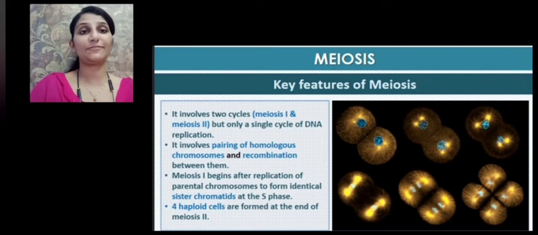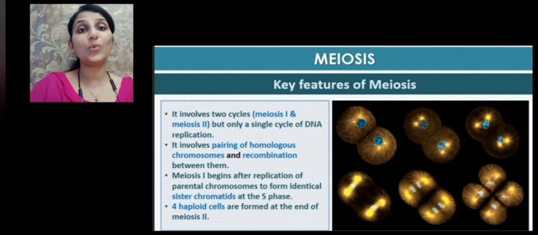What are the key features of meiosis? It involves two cycles, meiosis 1 and meiosis 2. But what we have to remember is that the replication of DNA takes place only once. Even though there are two cycles, meiosis 1 and meiosis 2, the replication of DNA takes place only once. And there is a particular event called pairing of homologous chromosomes, or synapsis. Another step is recombination, or crossing over, which occurs.